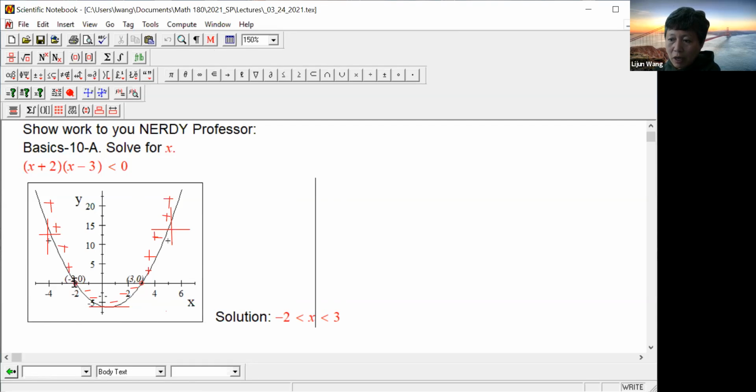So you need to have this circle here. You're telling the reader that that's where the output is 0. That input is not a solution. This is a circle. Input 3 is not a solution. Input -2 is not a solution because their output are 0. So you need to mark these 2 points.